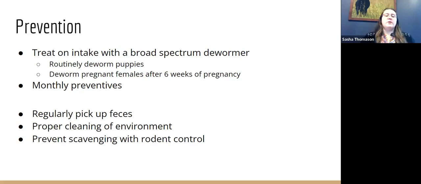So making sure to pick up that feces and then properly clean the environment. So making sure that we get all the poop off, picking up poop in the yards, things like that. And then since it can also be transmitted by the animal eating a rodent, things like that, making sure to prevent scavenging with rodent control so that that limits that transmission as well.